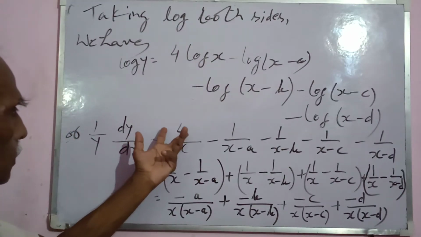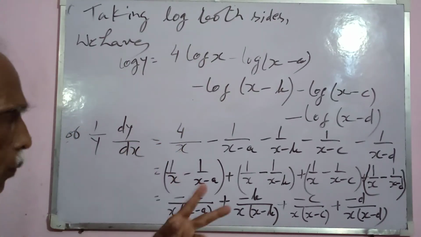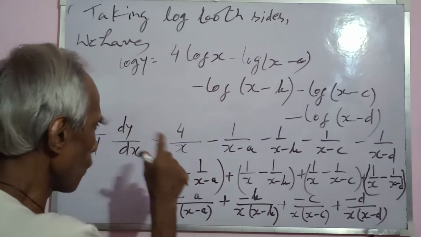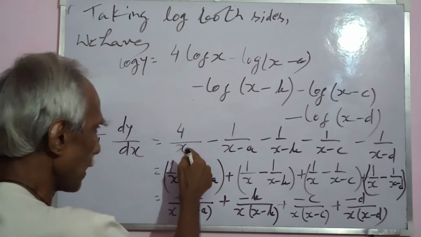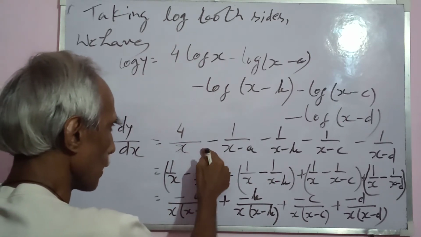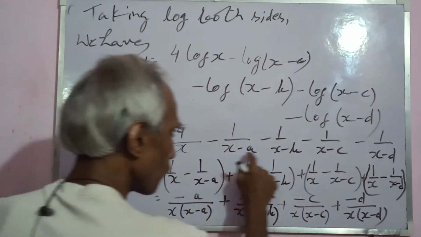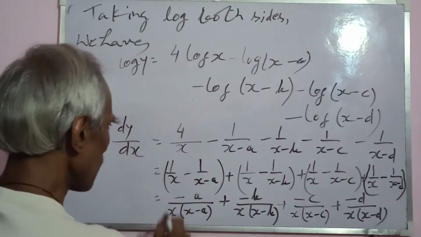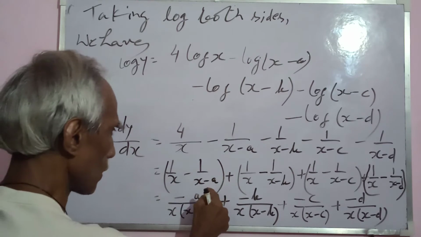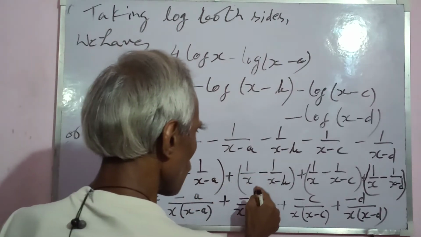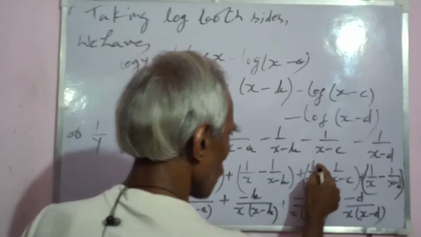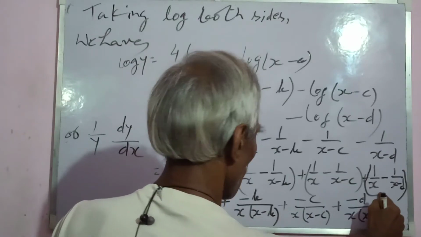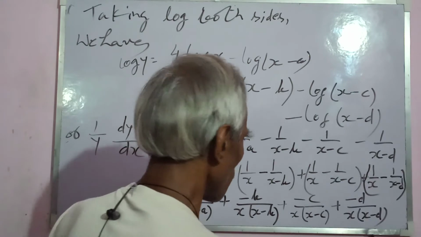Now divide 4 into parts. Means make 4 into 4 parts, not 2 parts, 4 parts, as 1 by x plus 1 by x plus 1 by x plus 1 by x, because here 4 parts are given to you. So write as 1 by x minus 1 by (x minus a), plus 1 by x minus 1 by (x minus b), plus 1 by x minus 1 by (x minus c), and plus 1 by x minus 1 by (x minus d).